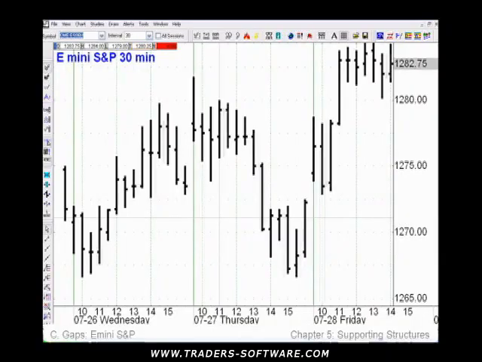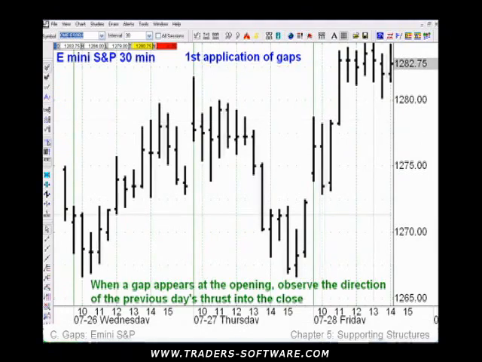Here is the E-mini S&P chart, the 30-minute chart. And this is the first application of gaps. When a gap appears at the opening, observe the direction of the previous day's thrust into the close. Actually, the last hour or so of trading.